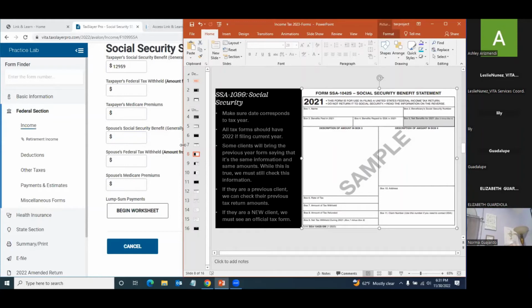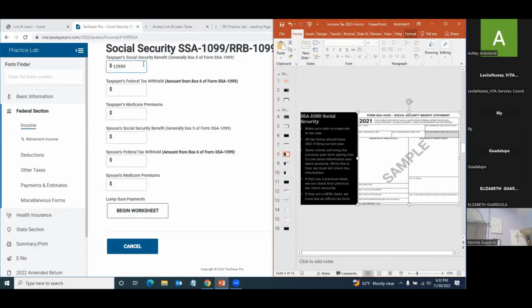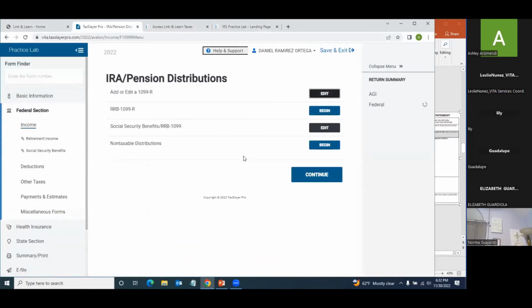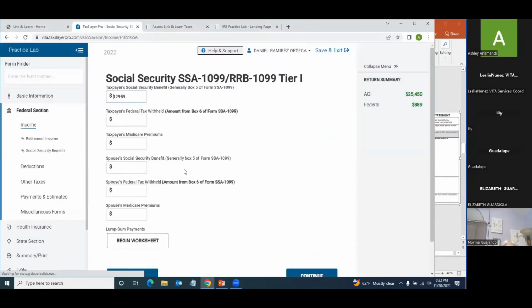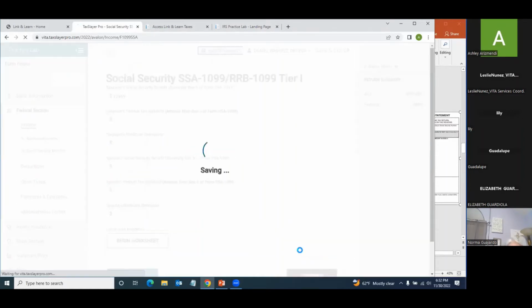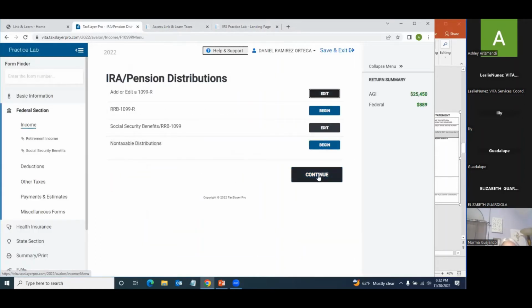Okay, since this is just the 12,959 for the taxpayer, that's all we're going to put, and then we're going to push continue. Right here, continue. Where it says lump sum payments begin worksheet, that's something else. Just what we filled in here, that's all we're going to put. Everything else you don't pay attention to unless it's on the form. Then you push continue. And it brought us back to the same screen. Yes, and you're going to push continue.